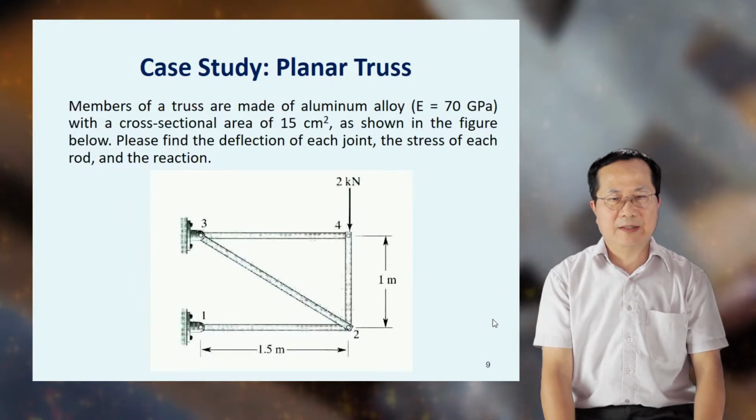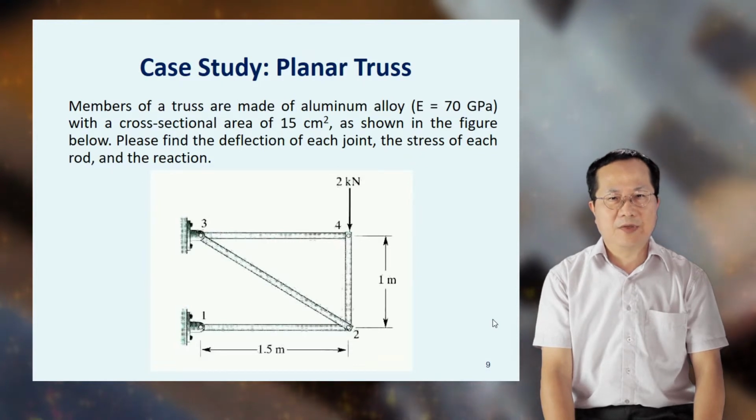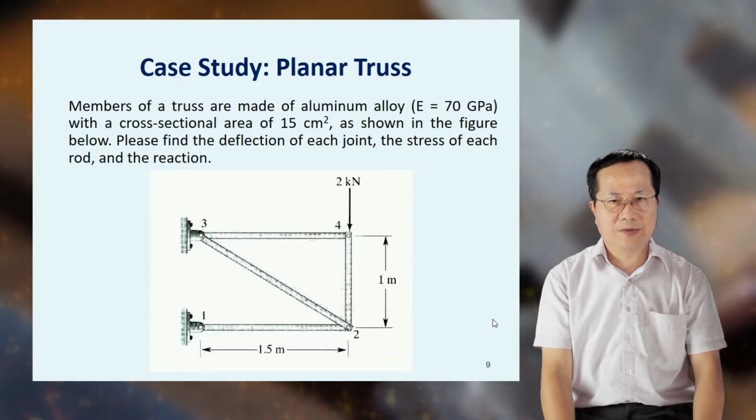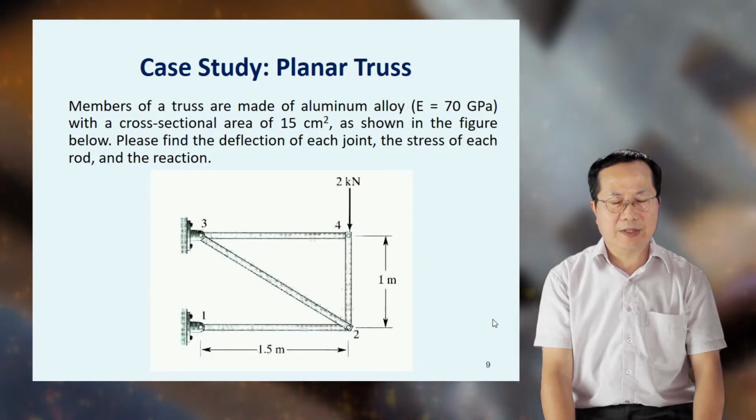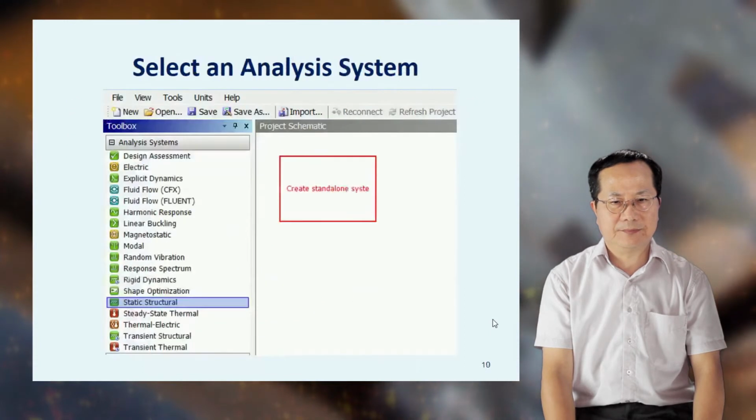For a case study, planar trusses. Members of the trusses are made of aluminum alloy with a cross-sectional area of 15 centimeters squared, as shown in the figure below. Please find the deflection of each joint, the stress of each rod, and the reaction.